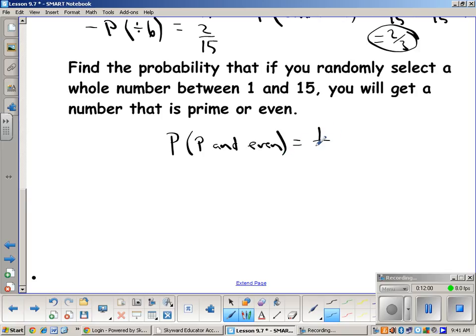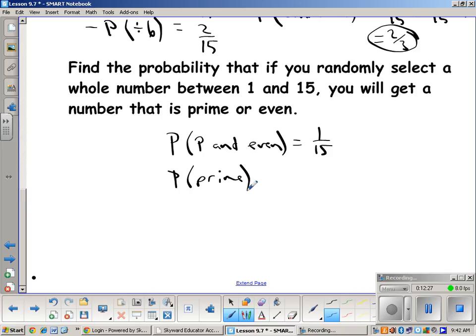Is 1 out of 15. It's the number 2, right? Okay, what's the probability that I get a prime number? Well, what are the prime numbers between 1 and 15? 2, 3, 5, 7, 11, 13. That's it.